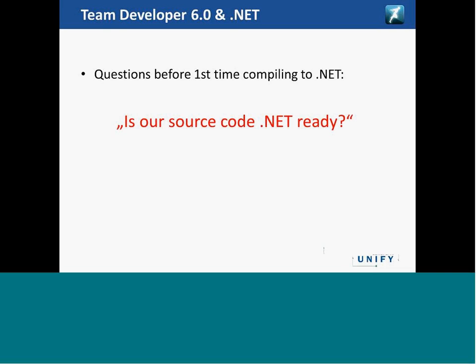So to get your sources .NET ready is a project. And at this point, this is really a project. It's not done side by side. That doesn't mean you can't, or it's not a good idea to start with 4.2 or older sources and load them into Team Developer 6 and start on the fly to get this application running on .NET. It makes sense to start with Team Developer 6.0 and .NET applications for new projects.